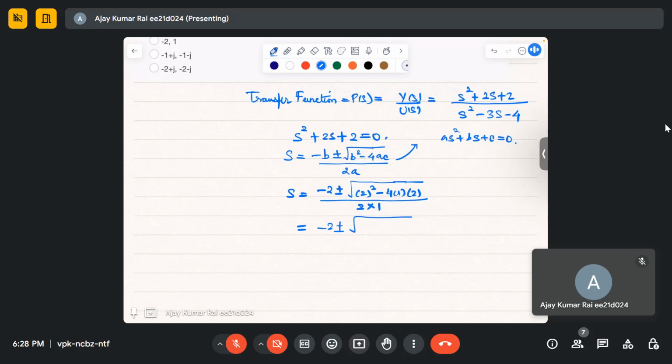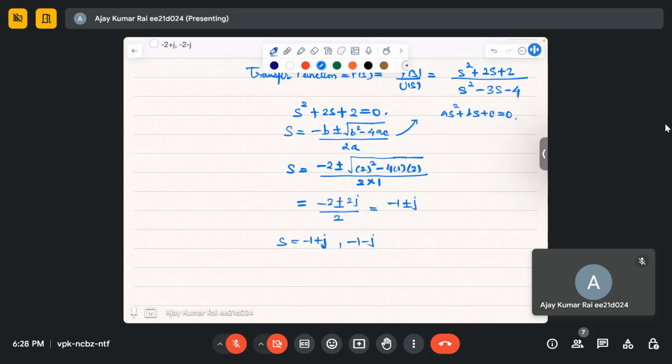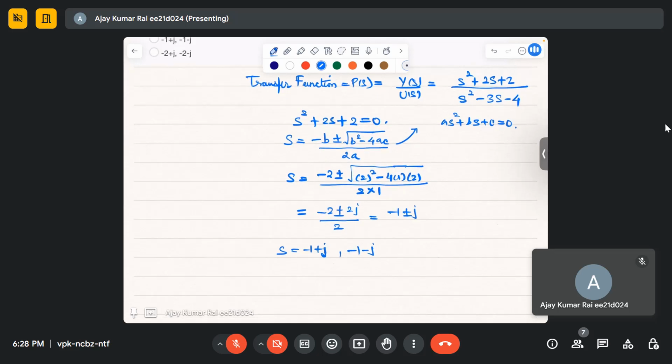So b squared is 4, 4 minus 8, so this is minus 4. Minus 4 I can write as 2j, divided by 2. So this is minus 1 plus or minus j. So the two roots are minus 1 plus j and minus 1 minus j, and these roots are the zeros of the transfer function.